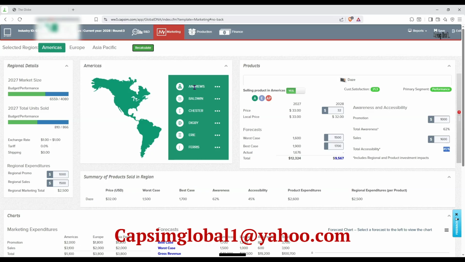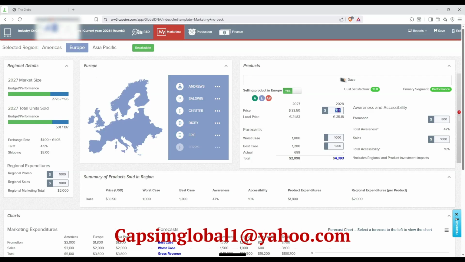Remember, the promo budget will help us to increase the customer awareness, while the sales budget will help us to increase the customer accessibility. So at the moment, you have 45% accessibility and 62% awareness. Next is Europe, and Europe, again, we're going to reduce our price a little bit to 32. And this one shall give it 900, and this one 1100. For the promotion and sales, I'll give it 1000, and this one I'll give it 10,200 so that we can have a better accessibility and a better awareness.